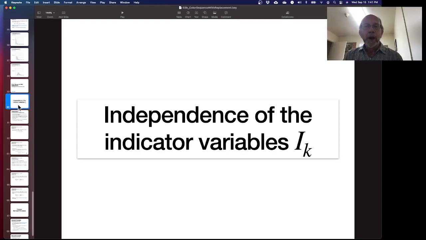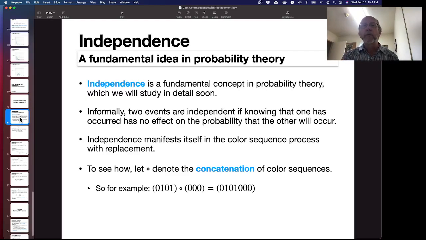The property of independence is one that appears very often in probability theory, and it manifests itself in the color sequence process in terms of these indicator variables that we've been studying, the I sub k's, right? I sub k is 0 if draw number k was a green ball, it's 1 if draw number k was a red ball. And these variables as a group, if you consider them all together, exhibit this property called independence. So I want to go through how that happens.